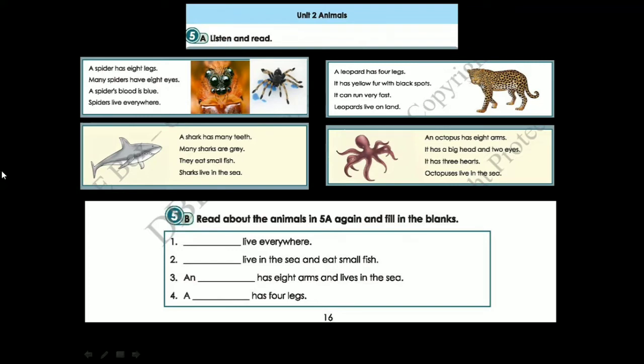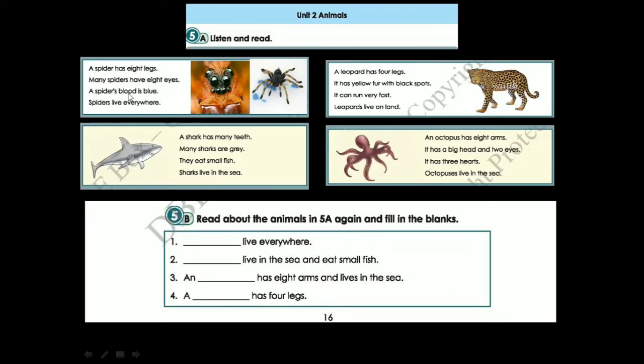A spider has 8 legs. A spider has 8 legs. How many legs? 8 legs. Let's count together. 1, 2, 3, 4, 5, 6, 7, 8. 8 legs. Many spiders have 8 eyes. They have 8 eyes. We have only 2 eyes. Look at the picture. 1, 2, 3, 4, 5, 6, 7, 8.